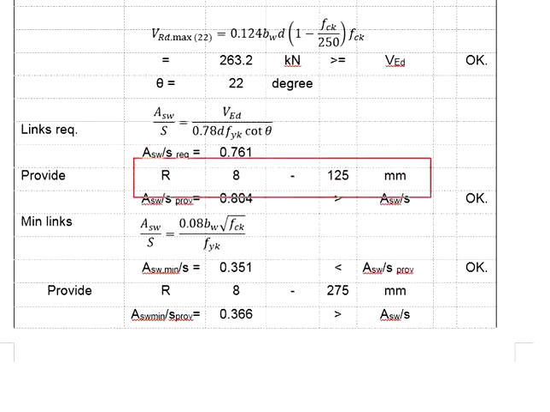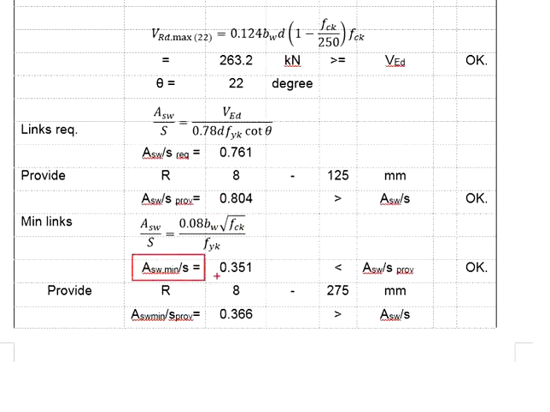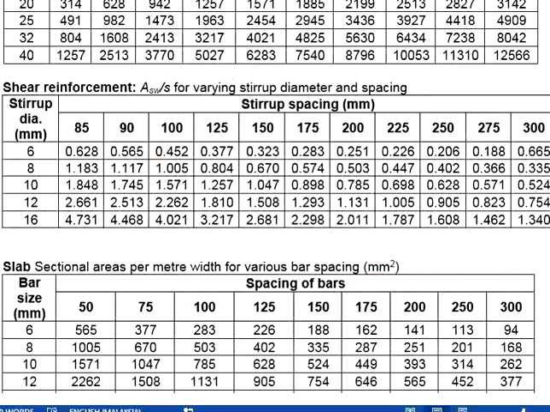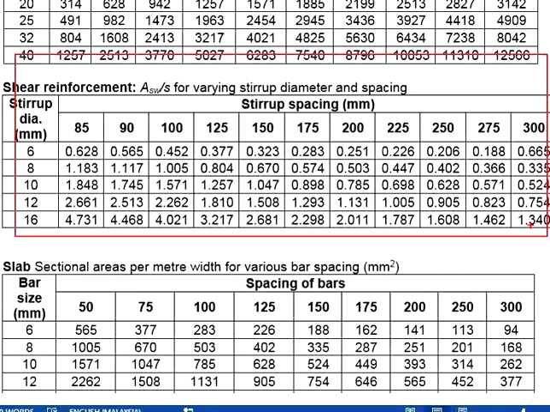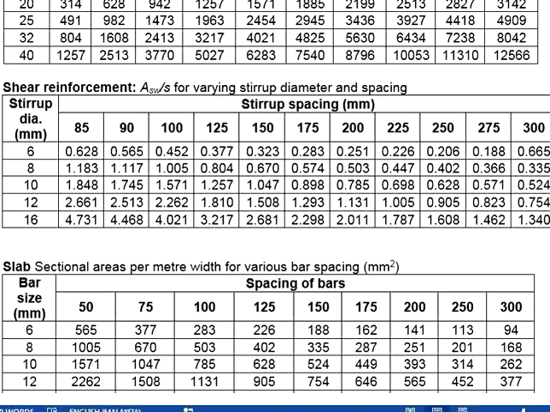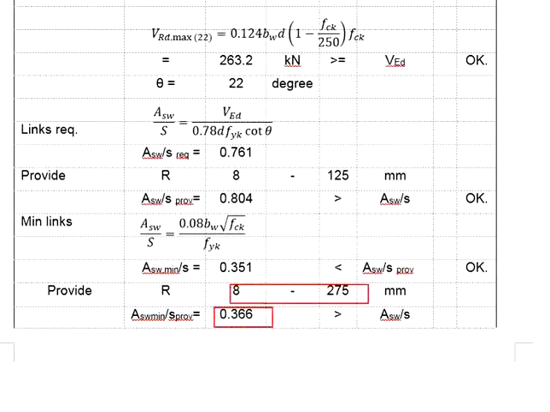Once you have concluded the amount of shear reinforcement to be provided, your next step will be testing the minimum shear link. Use these equations. FCK equals 30, FYK equals 500, and the beam width equals 200. That gives you the ratio for the minimum shear link of 0.351. Refer to the table, find an appropriate spacing slightly larger than the required 0.351, which in this case, 0.366 is slightly larger than the required. That means you can provide R8 spacing at 275 mm as the minimum shear link. With that, your minimum shear link will be R8 at 275.